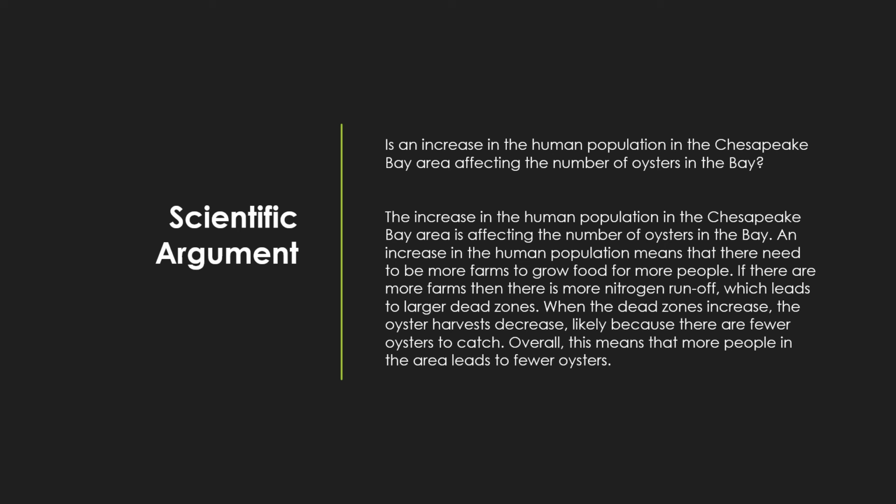When the dead zone increases, the oyster harvest decreases, likely because there are fewer oysters to catch. Overall, this means that more people in the area leads to fewer oysters. And that's our conclusion, and it also supports the claim that we made. Overall, this means, let's highlight that part. Overall, this means that more people in the area leads to fewer oysters.